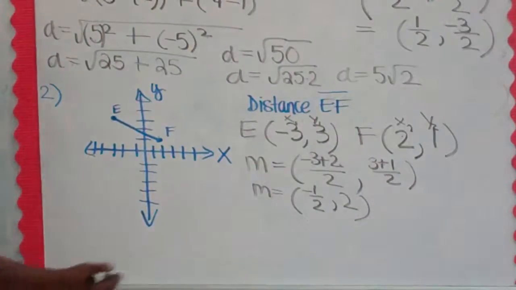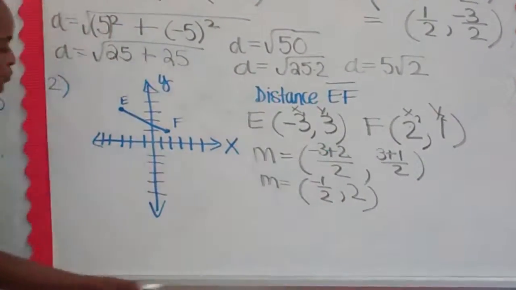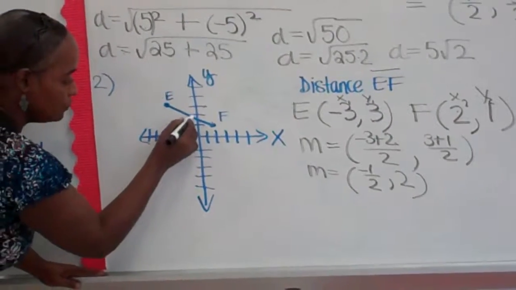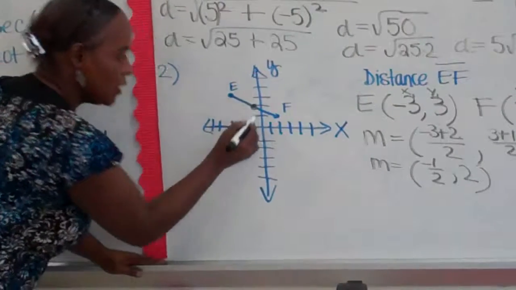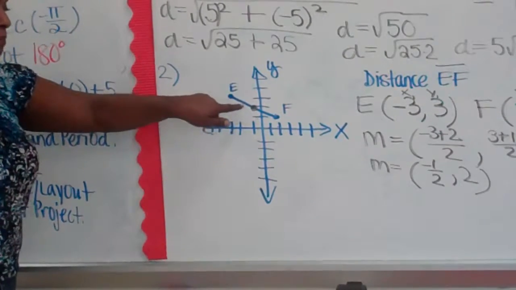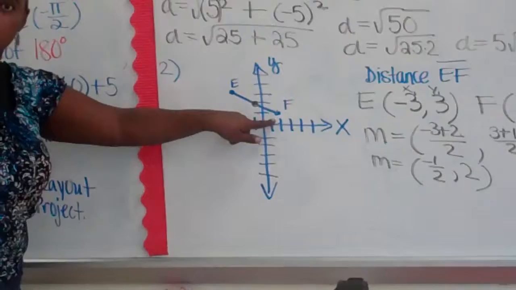Okay, so if I go over to -1/2, comma 2, -1/2 up 2, sure enough, at -1/2 up 2, there's my midpoint, and sure enough, it is the middle point of the segment.